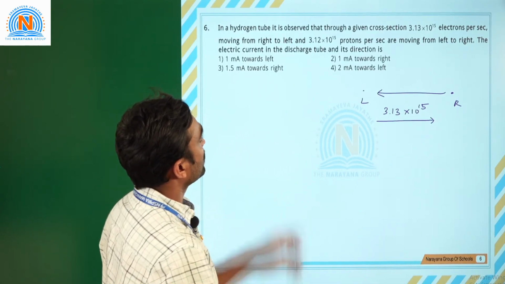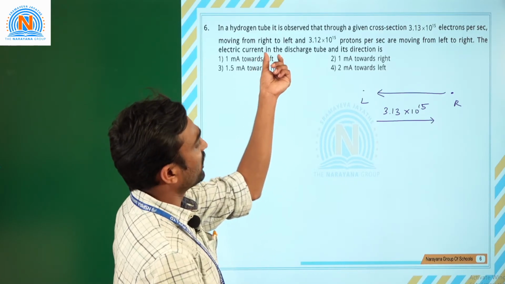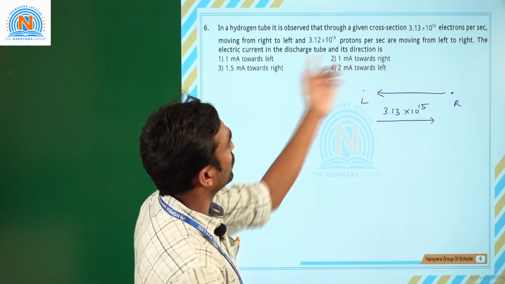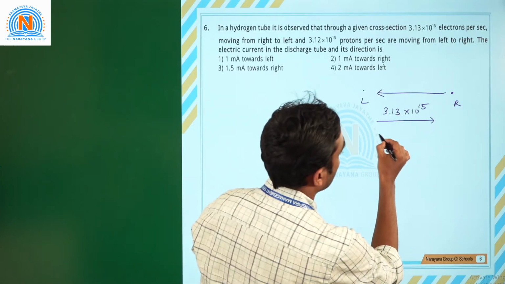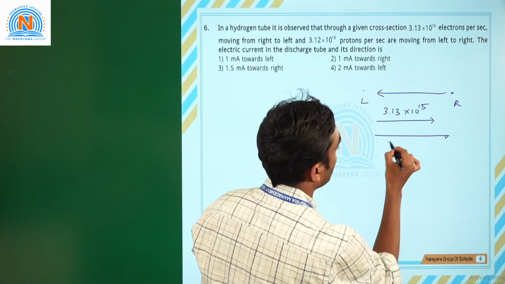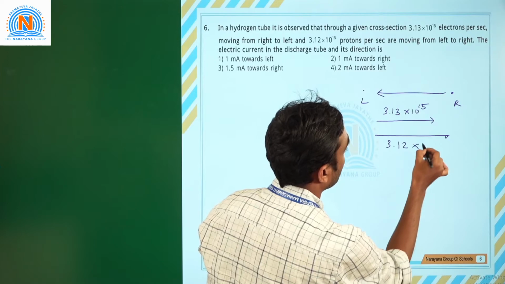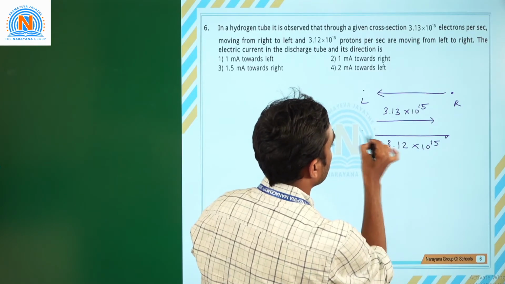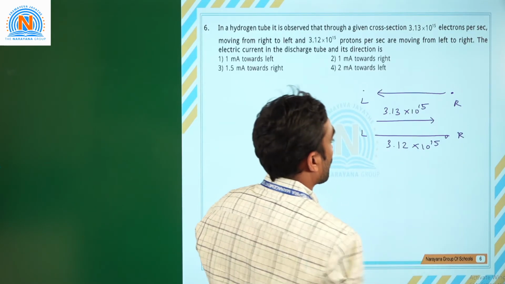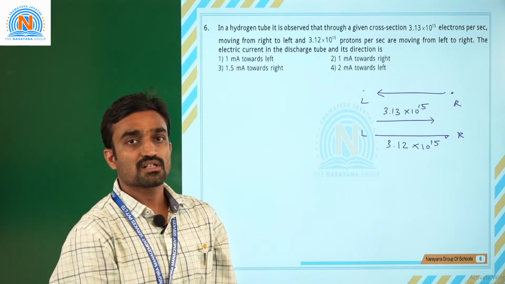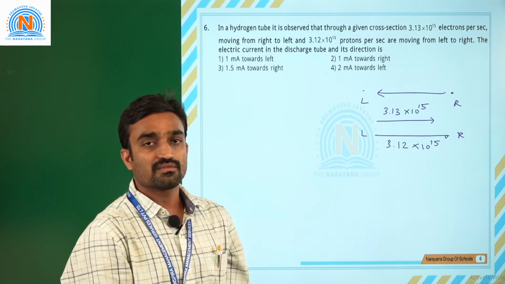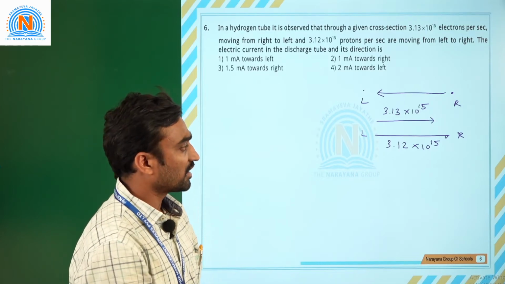Now how many protons are moving from left to right? So protons are moving from left to right. How many? 3.12 into 10 raised to 15 again. This many protons are moving from left to right. Protons have positive charge, so they are always in the direction of conventional current. No need to change their direction.